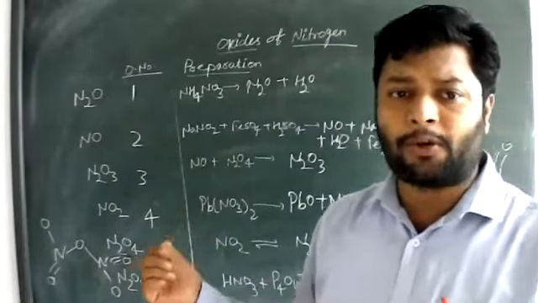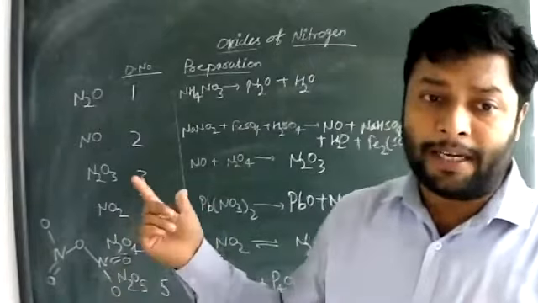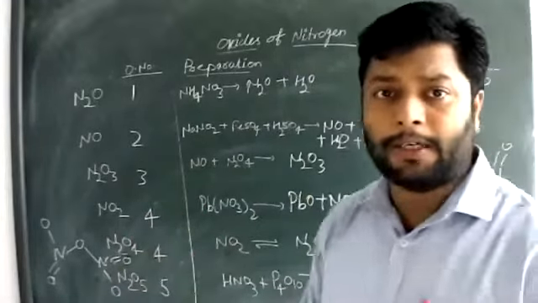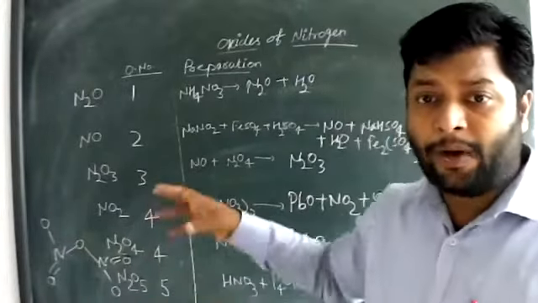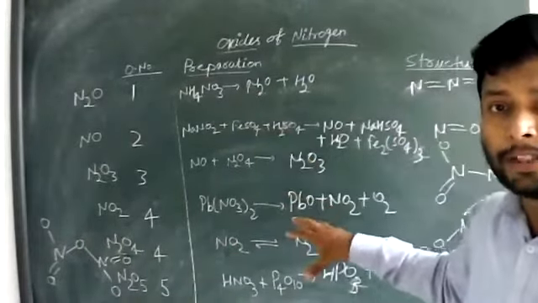Sometimes they ask about that question also. Why does NO2 dimerize? Because of the odd electron. How can you prepare the different oxides? You have to learn at least one reaction given in the table.